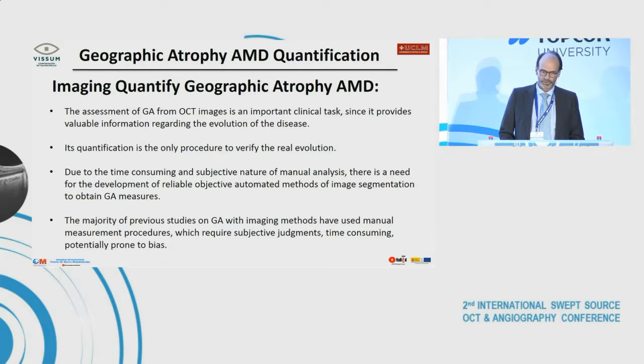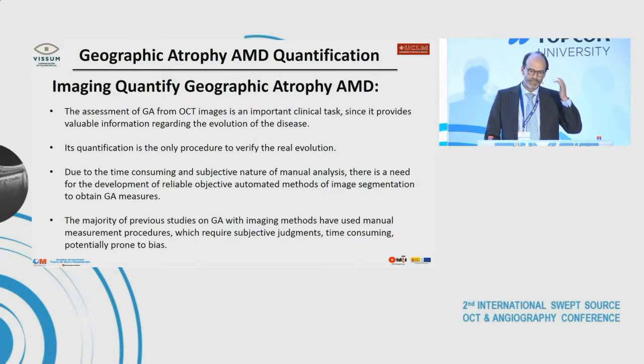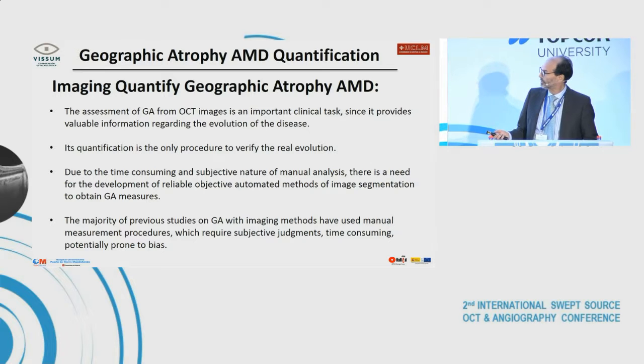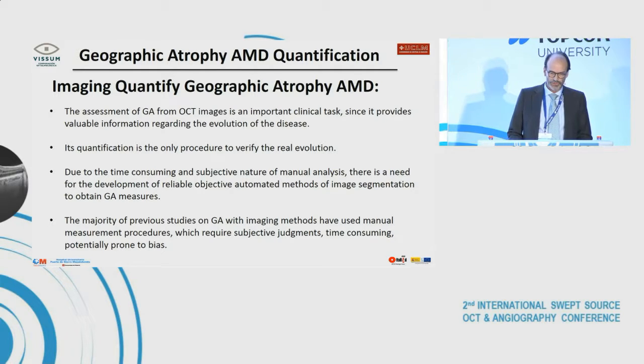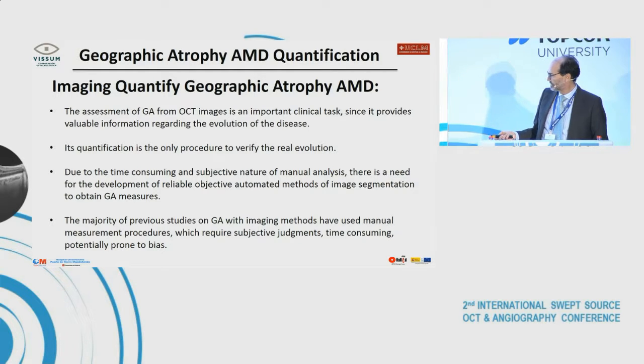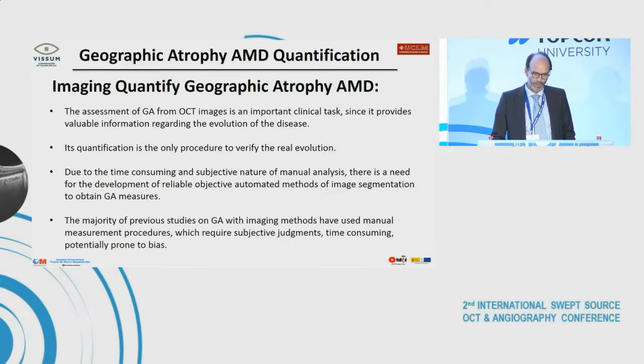Why is it important to quantify this progression? The assessment of geographic atrophy from OCT images is an important clinical task, since it provides valuable information regarding the evolution of the disease. This quantification is the only procedure to verify the real evolution, but due to the time-consuming and subjective nature of manual analysis, there is a need for development of reliable, objective, automatic methods of image segmentation to obtain GA measures. The majority of previous studies on geographic atrophy with imaging methods have used manual measurement procedures, which require subjective judgments, are time-consuming, and are potentially prone to bias.